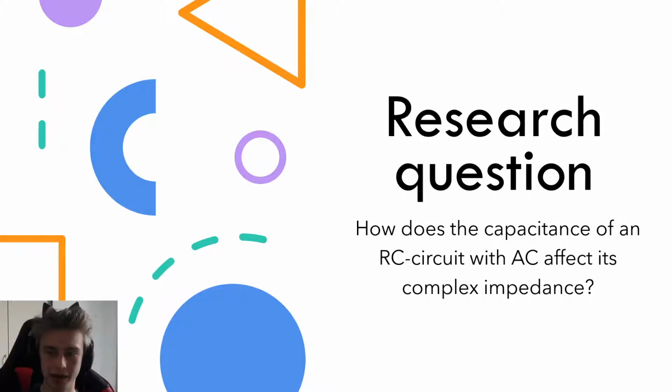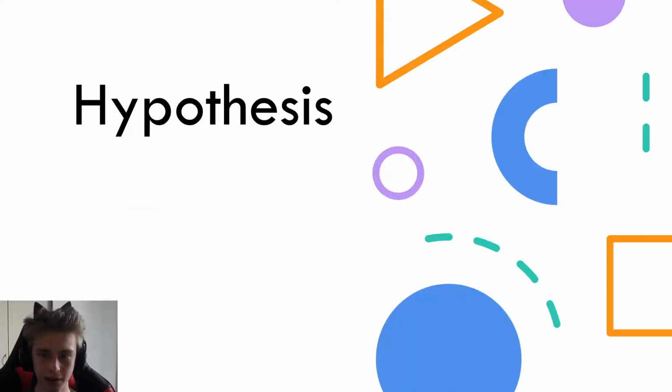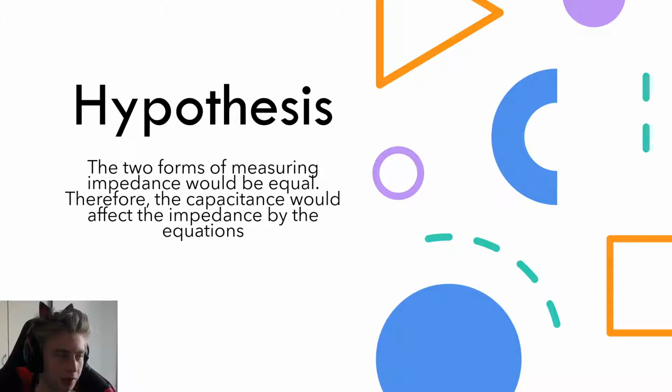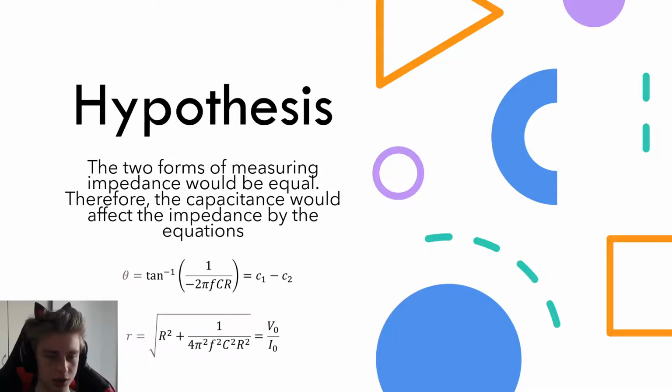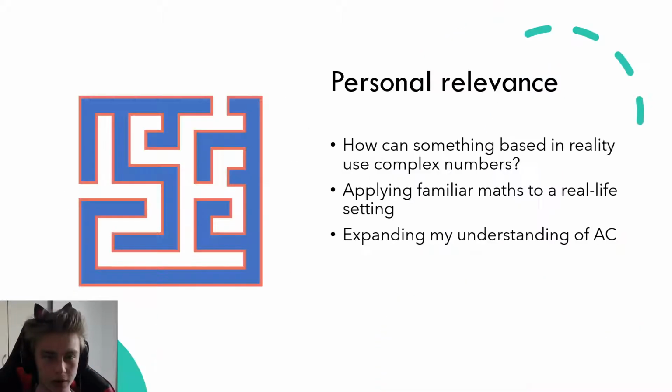Research question: how does the capacitance of an RC circuit with AC affect its complex impedance? So if the two forms are affected in the same way, then they are identical. Hypothesis: they would indeed be identical. So these two equations, which I derive in my project, would hold.